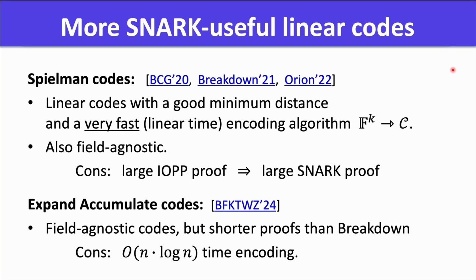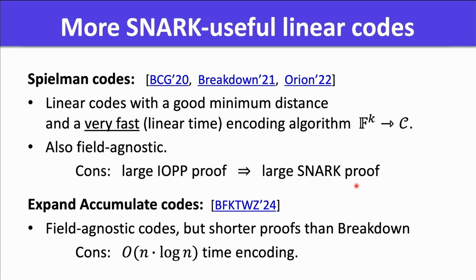And it turns out there are even other codes that are very useful for building SNARKs. There are Spielman codes that were used for building Brakedown and Orion and other SNARKs like that. What's interesting about these Spielman codes is there's a very fast encoding algorithm. It's a linear time encoding algorithm. And so as a result, we end up with a very fast prover. The only downside is we end up also with very large proofs.